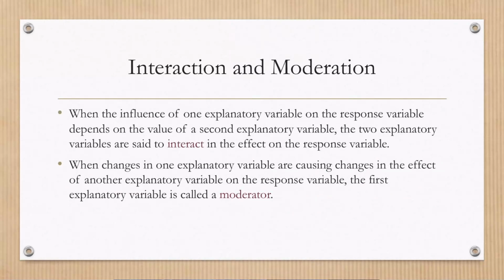When changes in one explanatory variable are causing changes in the effect of another explanatory variable on the response variable, the first explanatory variable is called a moderator. So this might seem like a subtle difference, but I don't refer to all interactions as moderation. Just like I don't talk about all correlations as being causal. Causal is a special case of a correlation.